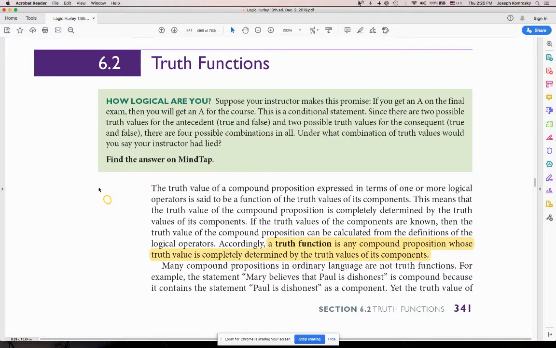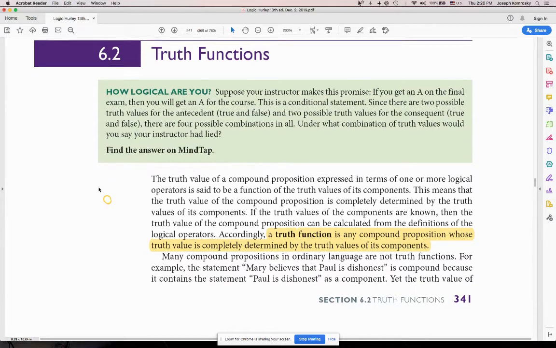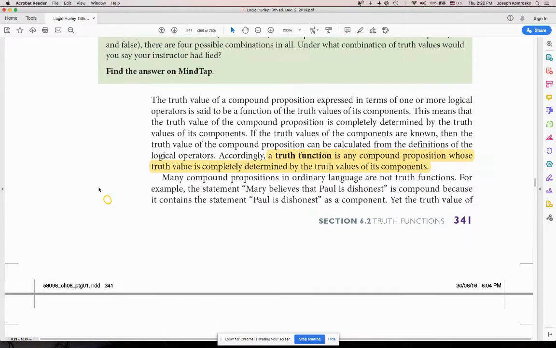It gets a little deeper, and I'll read you a paragraph. But for now, just think of this little mini lecture as me telling you about the truth values of each of the 5 operators. All right, so a truth function is any compound proposition whose truth value is completely determined by the truth values of its components.